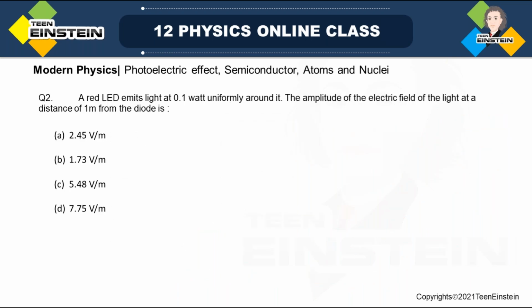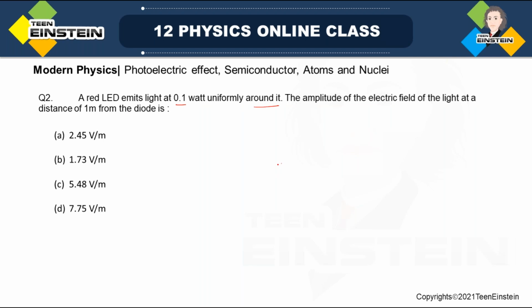We'll move on to the second question. This is from the semiconductor part. It is very interesting, and since it is a modern physics part, we may need some other concepts also. So here, look, a red LED emits 0.1 watt uniformly around it.